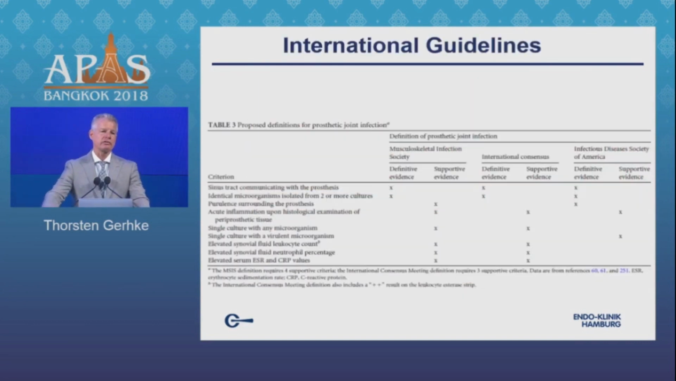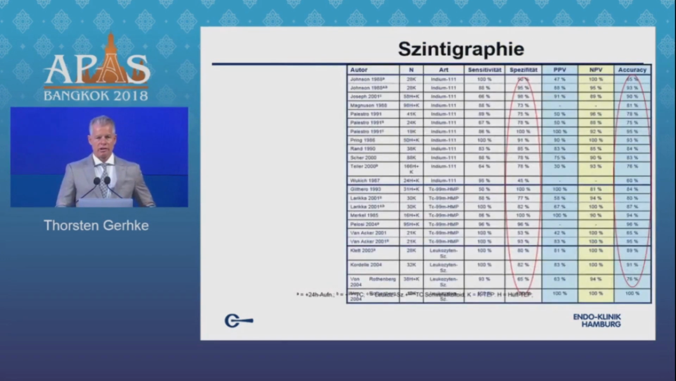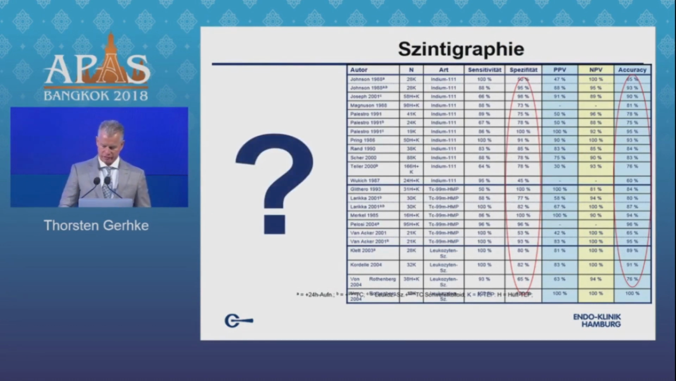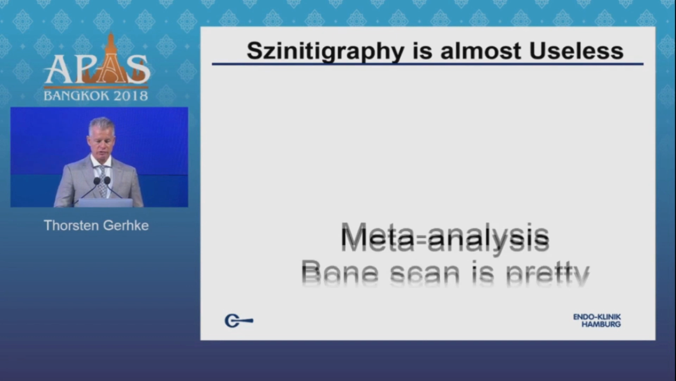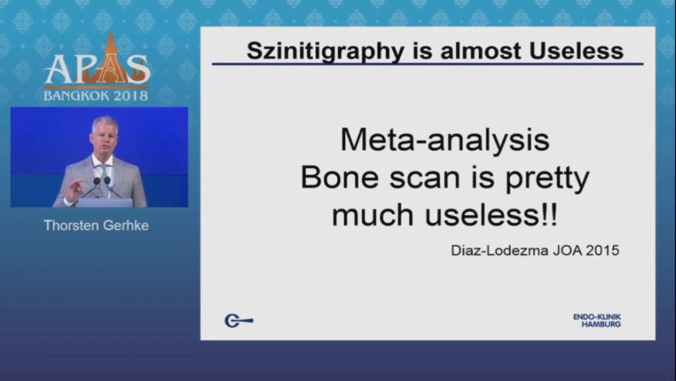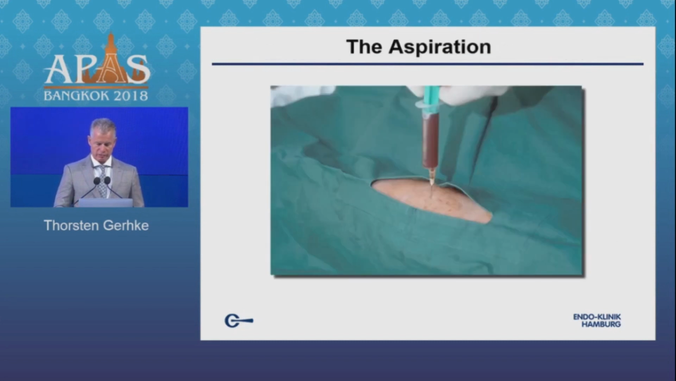So that leads to the fact that we have a lot of proposals for definitions of periprosthetic infection and diagnostic algorithms from the MSIS, from our international consensus, from the Infectious Disease Society of America, that shows you that there is still a lot of uncertainty about diagnosis. In many countries, there is a reflex to exclude the infection by performing a scintigraphy. But this is also very, very questionable, because more and more publications came to the conclusion that scintigraphy is almost useless to diagnose a periprosthetic joint infection.